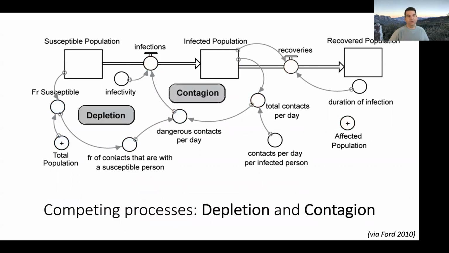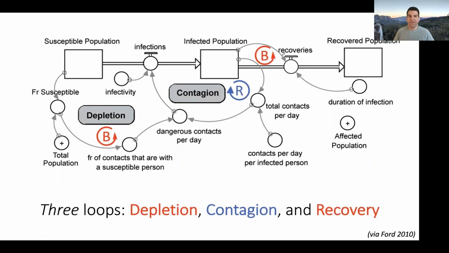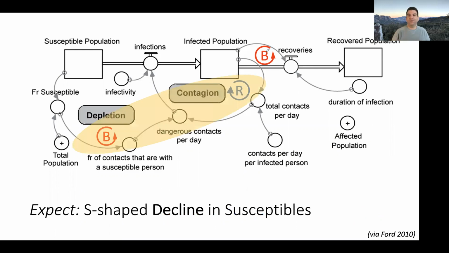That gives us a new loop, a depletion loop right here, along with our existing contagion loop. Then we have our old loop over here, which is our recovery loop. So now we have 3 loops, not just 2: a depletion loop, a contagion loop, and the recovery loop. And so we actually have 3 expected S-shaped growth curves. There's this one, which has the reinforcing and the balancing loops, where we'd expect an S-shaped decline in susceptibles.